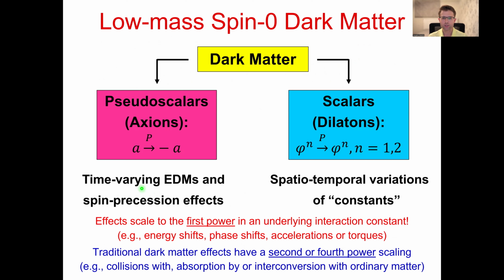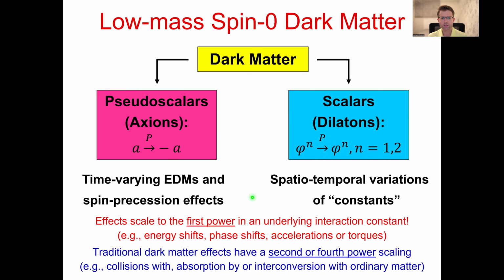But if we consider only spin 0 fields, there are 2 broad possibilities according to the parity assignment of the fields. On the one hand, we can have pseudoscalar types of particles like axions, where the underlying field has an odd parity assignment. But we can also have scalar types of fields where there's an even parity assignment. So this difference in the sign here can lead to significantly different experimental signatures. Pseudoscalars can induce time-varying electric dipole moments and spin precession effects, while scalar dark matter can induce apparent spatial and temporal variations of the so-called fundamental constants of nature.